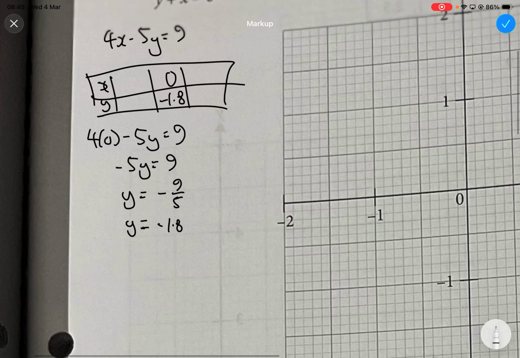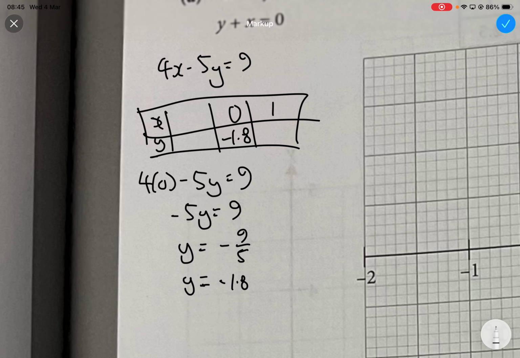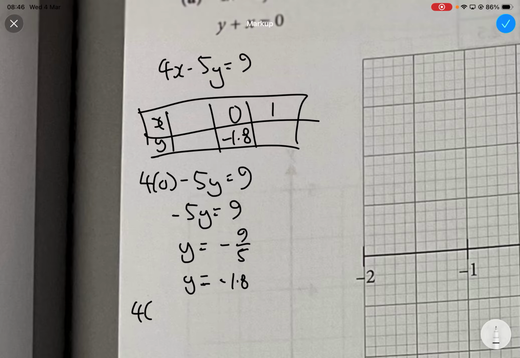Then the other 2 points, I will choose 1. Okay? I choose 1 because I look at the equation. When this is 1, 4x is 4. Then I minus away already. Here will become 5. So it is easier number. Okay? So I choose 1.